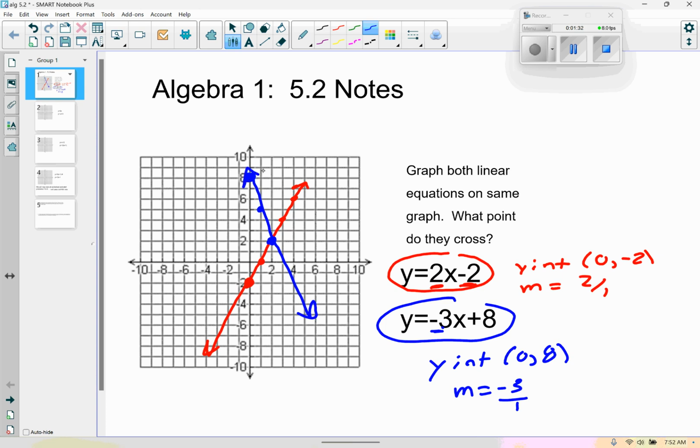The red and the blue lines both cross. So where do they cross? They cross here at this point. So they cross at the answer is 2, 2. That's the solution to the problem.